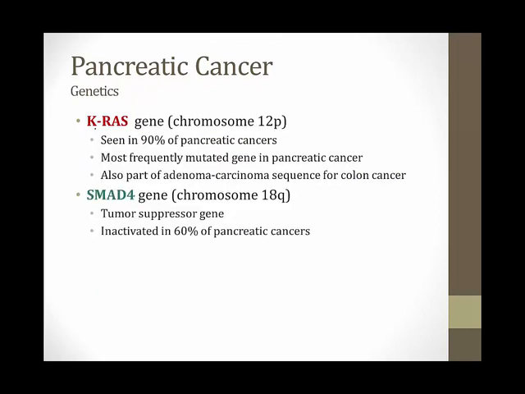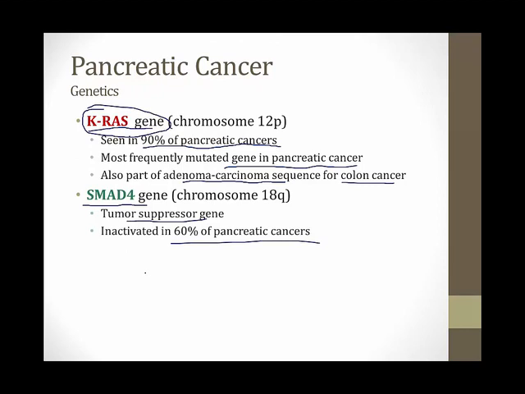I mentioned the BRCA2 gene mutation association with pancreatic cancer before, but there are some other genetic associations with pancreatic cancer. The first one is the KRAS gene on chromosome 12. Mutations in this gene are seen in 90% of pancreatic cancers. This is the most frequently mutated gene in pancreatic cancer. You may know that mutations of this gene are also part of the adenoma carcinoma sequence for colon cancer, which I talk about in the module on colon cancer. A second genetic association is the SMAD4 gene on chromosome 18. This is a tumor suppressor gene, and it is inactivated in 60% of pancreatic cancers.